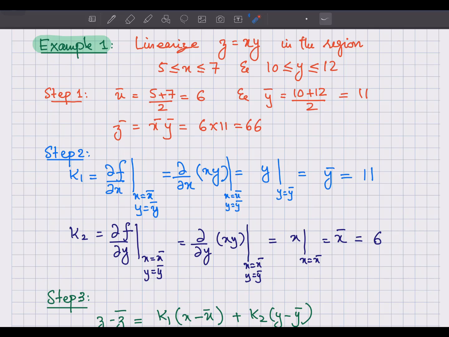So let's assume that we have the function z is equal to xy and we want to linearize it in this range. The variation in the x is from 5 to 7 and the variation in the y is from 10 to 12, and in this range we want to linearize. So what is our step 1?